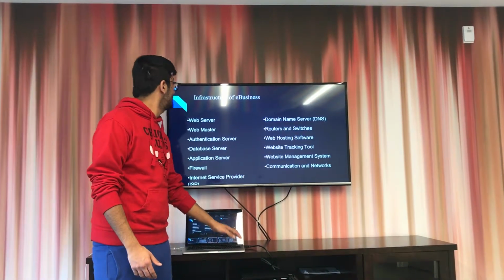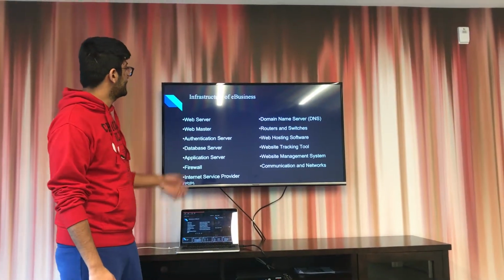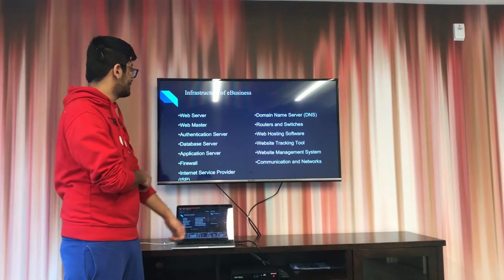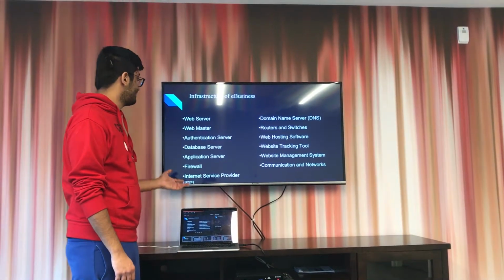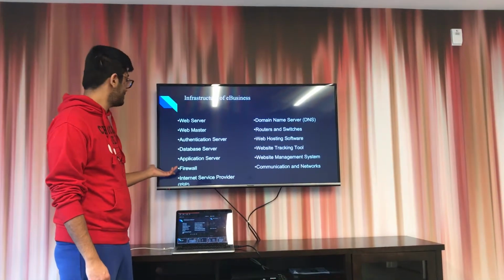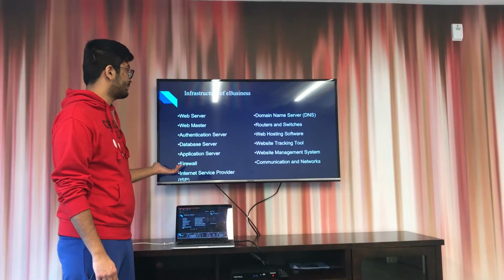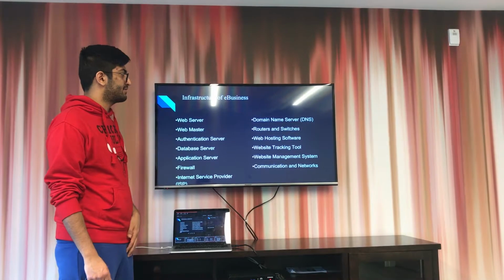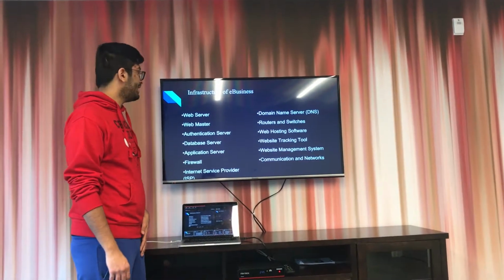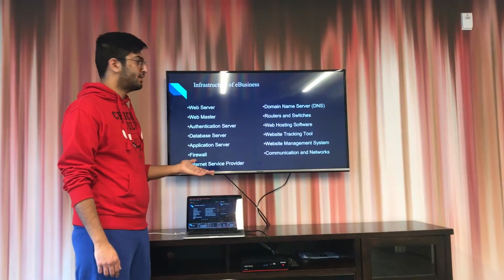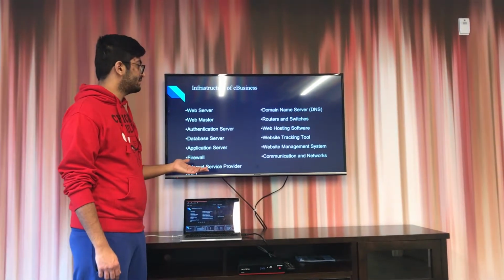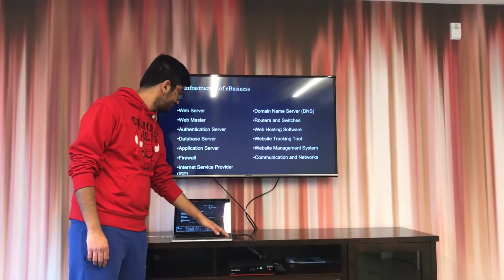Moving on, here is what the infrastructure of e-business looks like. It contains a web server and a webmaster, an authentication server, a database server, an application server, a firewall, an internet service provider like Rogers, a domain name server, that's your internet IP, as well as routers and switches, web hosting software, website tracking tool, website management system, and communication and networks.